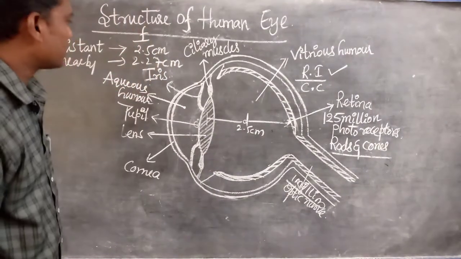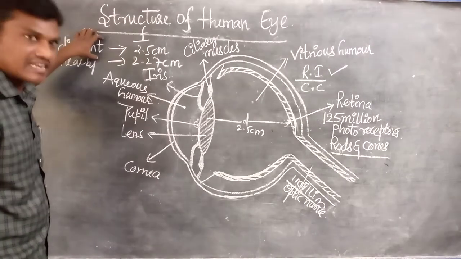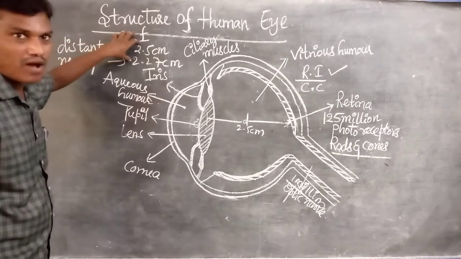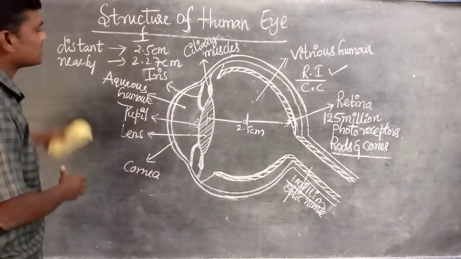Now I will be explaining the slide for your understanding. When you can see a distant object, the focal length is maximum, while when you can see a near object, the focal length is minimum.